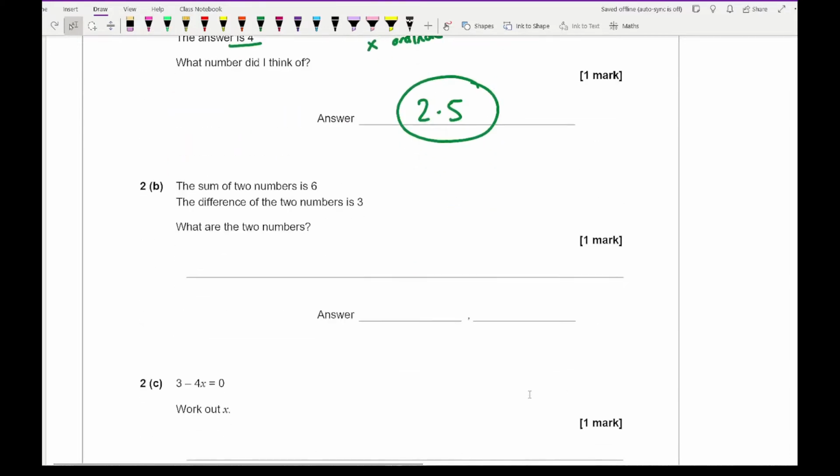Question 2b says the sum of two numbers is equal to 6, and what I'm looking for is x plus y equals 6, and the difference between two numbers, so x minus y equals 3. What are the two numbers?